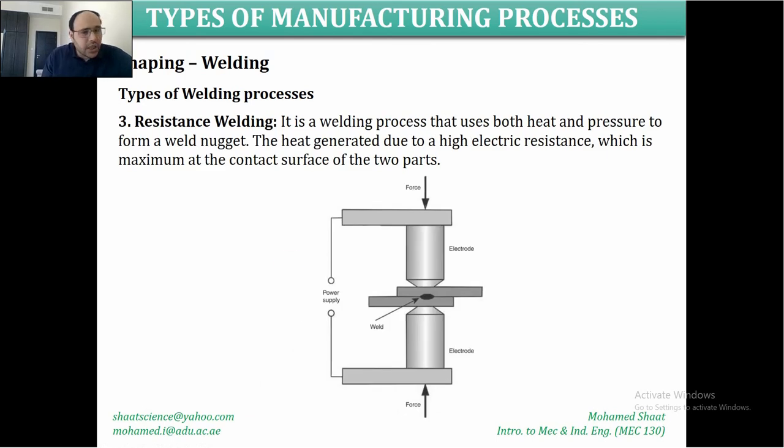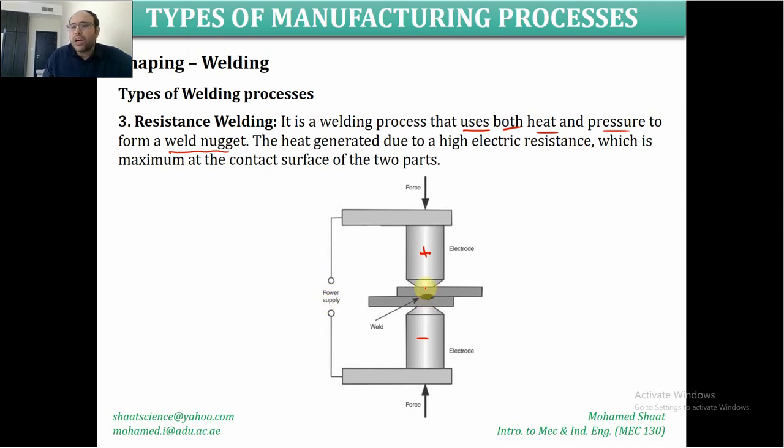But in resistance welding, we are depending on both heat and pressure to achieve a weld nugget or weld point. So it is a welding process that uses both heat and pressure to form a weld nugget or a weld point between two pieces. So these are the two parts that should be welded together. And these are two electrodes, each getting different charges. So this is like a positive charge. This is like a negative charge. They are already connected to an electrical power.